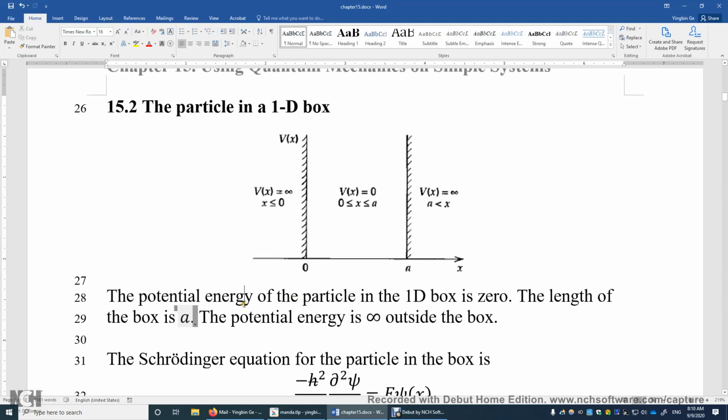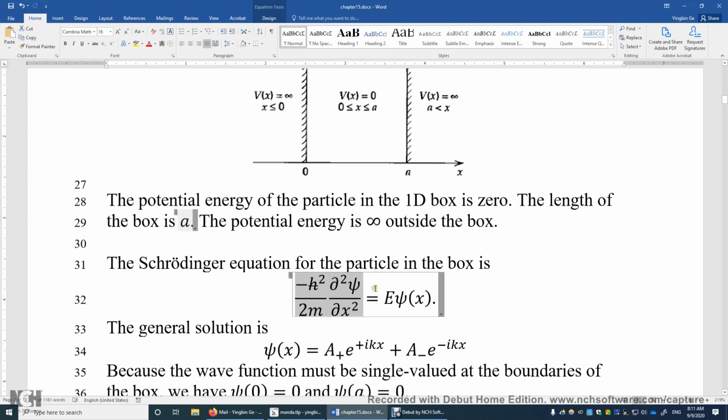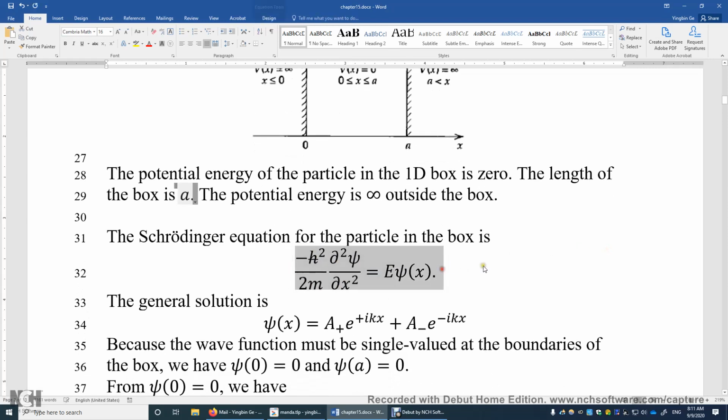Now let's write out the time-independent Schrodinger equation for this particle. Well, it should be H psi equals E psi, and H is the sum of the kinetic energy operator and the potential energy operator. But inside the box, the potential energy is always 0. Therefore, we just need to write out the kinetic energy operator here. We apply the kinetic energy operator to psi. The result is E psi. We learned this equation in section 15.1.